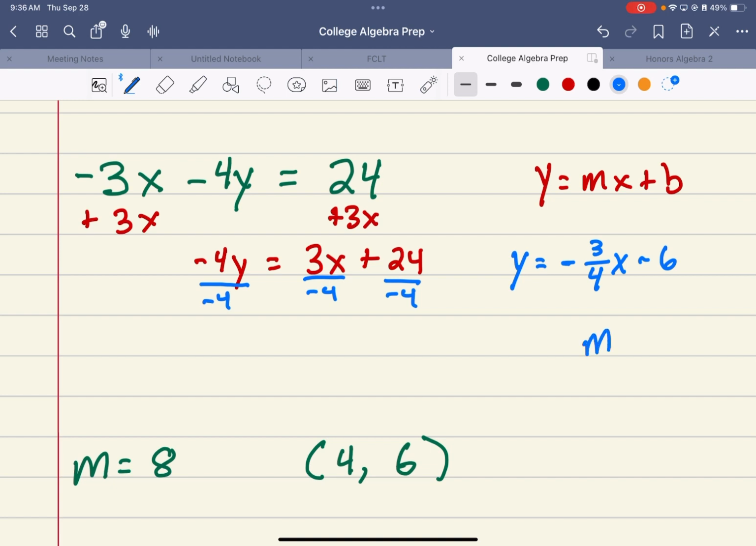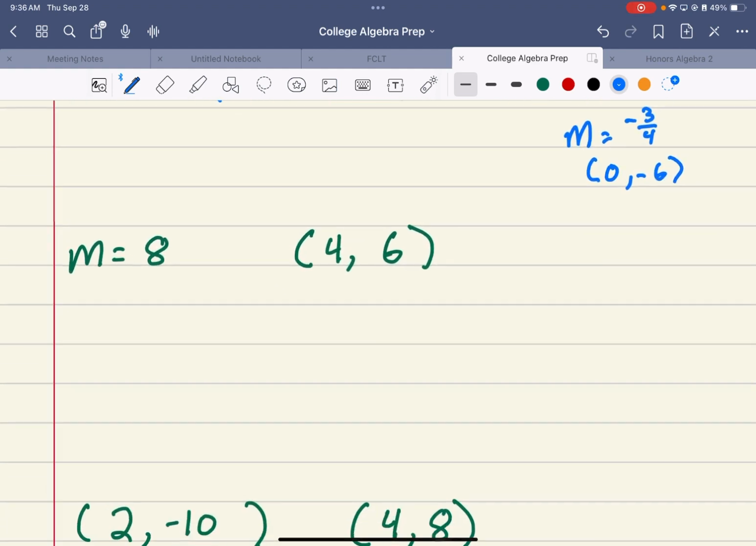So if we just want to name the slope just for practice, the slope is -3/4. The y-intercept is the point 0, -6. And it's a good habit to put it as 0, -6 for your y-intercept. Sometimes you'll just say the y is -6. As long as you put y-intercept -6, that's okay. So in that one, we had to solve for y.